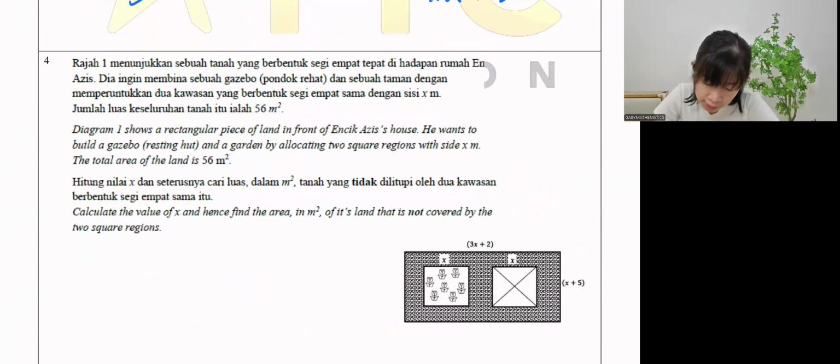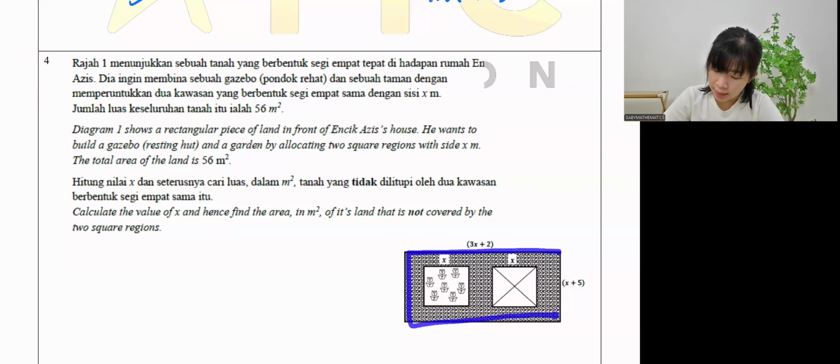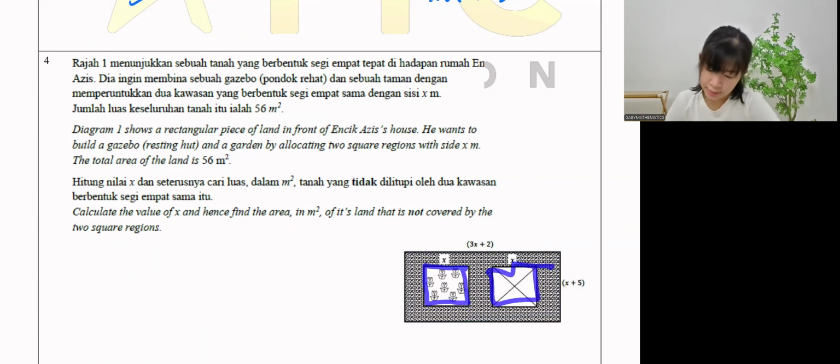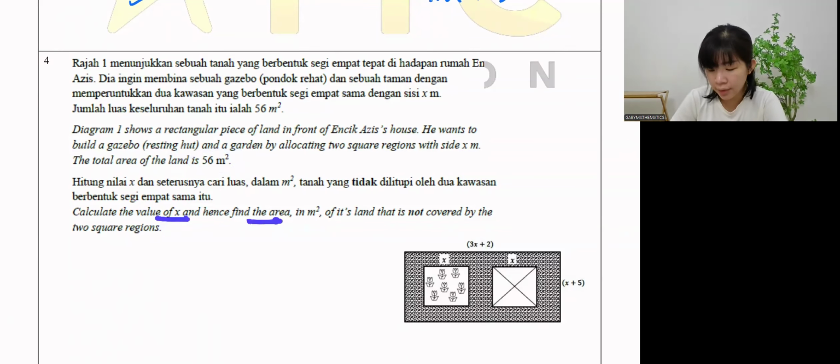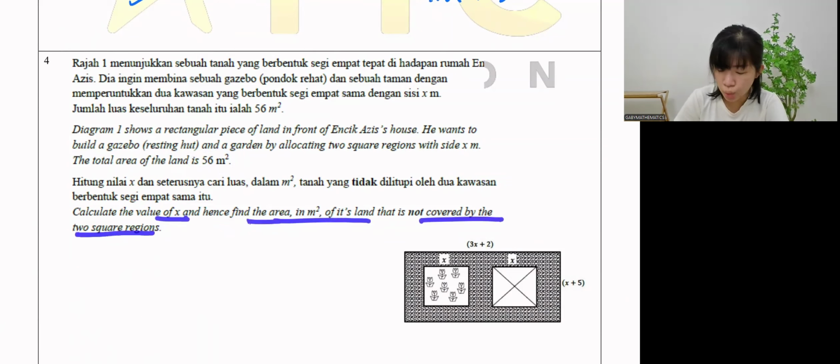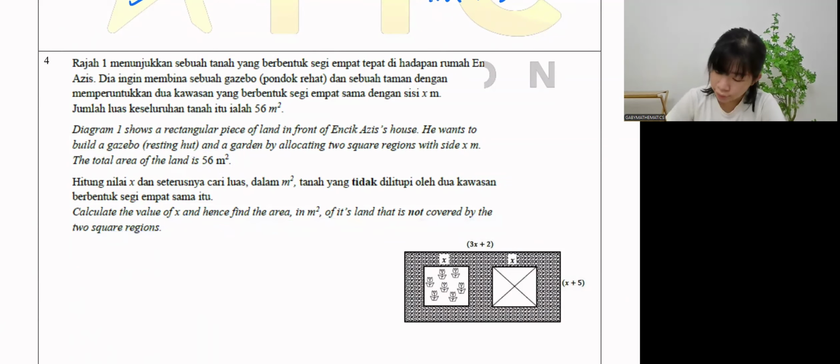Number 4. It shows a rectangular piece of land in front of Encik Aziz's house. He wants to build a resting hut at a garden by allocating 2 square regions with side x meter. So this is actually a land, and in the middle there are 2 resting huts. The total area of the land is 56 meters square. Calculate the value of x. Find the area of the land that is not covered by the 2 square regions. So at the end, you need to find the area outside.